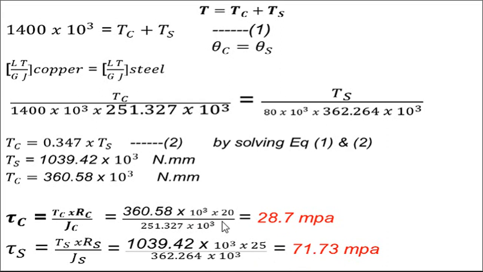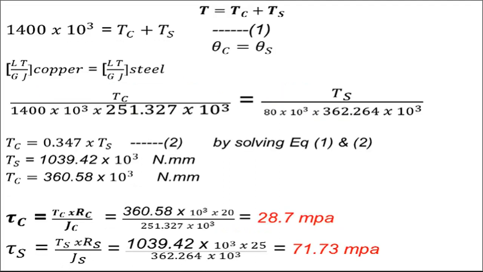So both of these values we have determined, the shear stress developed in the copper material and the shear stress developed in the steel tube shaft. That's it. This is the problem. We studied here the composite shaft concept and a related problem of the composite shaft.